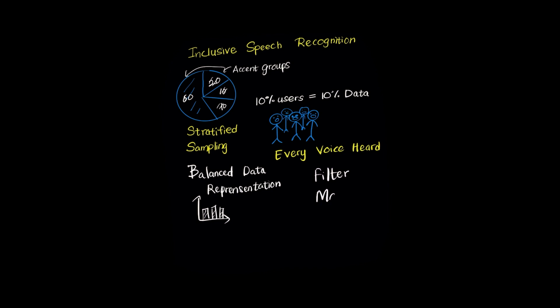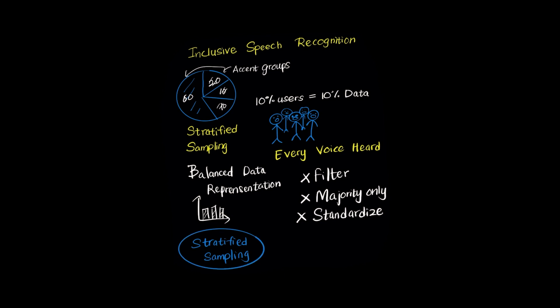Filtering accents excludes users entirely. Focusing on majority perpetuates bias, and standardization attempts to force conformity. Stratified sampling celebrates linguistic diversity while ensuring the technology serves everyone equally, transforming exclusive systems into inclusive ones.